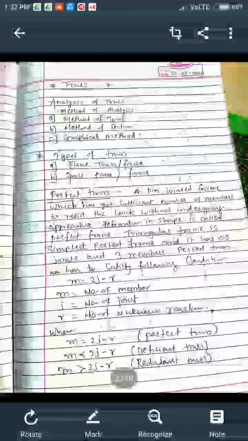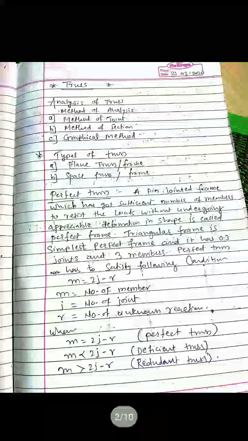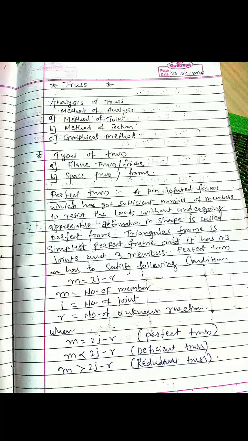Perfect truss has to satisfy the following condition, that is m is equal to 2j minus r, where m is the number of members, j is the number of joints and r is the number of reactions. When m is equal to 2j minus r, the truss is called a perfect truss. When the members in the truss are less than 2j minus r, that truss is called a deficient truss. When the members are greater than 2j minus r, that truss is called a redundant truss.